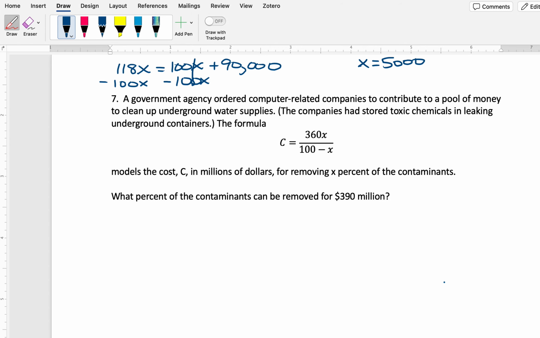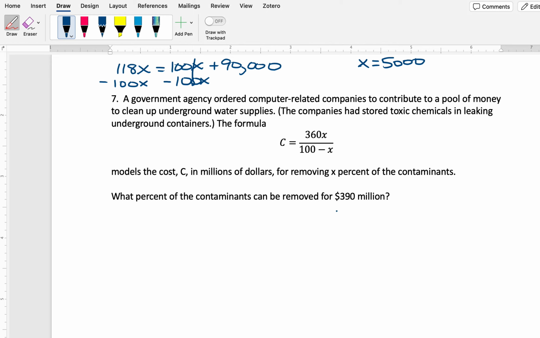Finally, we're going to look at question 7. A government agency ordered computer-related companies to contribute to a pool of money to clean up underground water supplies. The companies had stored toxic chemicals in leaking underground containers. So we have a formula that models the cost in millions of dollars for removing X% of the contaminants. What percent of the contaminants can be removed for $390 million?